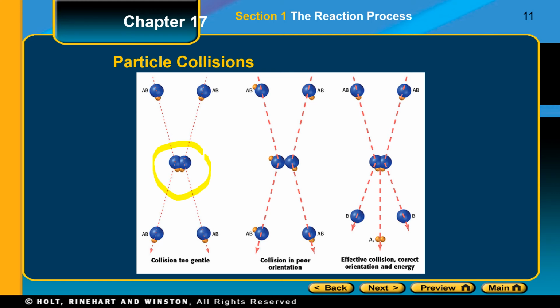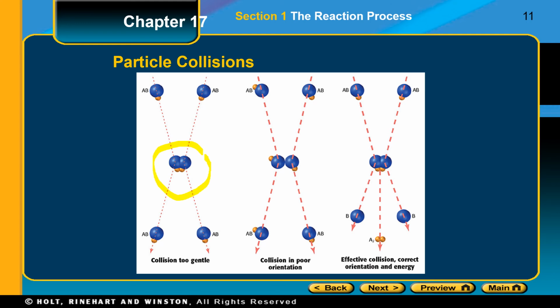So here, the orientation could possibly have been correct. We're not sure yet because we haven't talked about that, but they haven't hit hard enough to get their electron clouds, their valence electrons, close enough to each other to react. In the middle diagram, these two molecules of AB are moving much faster, so they have the darker dashed red line, meaning that they are moving much faster, and they collide with each other and bounce off again with no reaction.